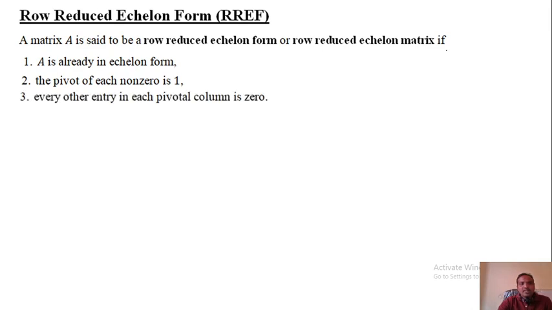Now, every other entry in each pivotal column is 0. In echelon form, in a pivotal column, only the elements below the pivot are 0; the elements above may be non-zero. But in row reduced echelon form, every other entry in each pivotal column is also 0. And now see examples for row reduced echelon form.